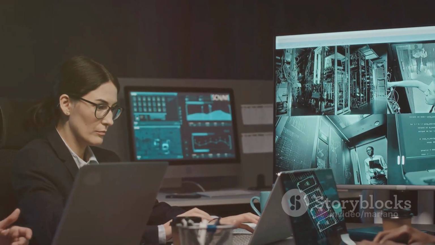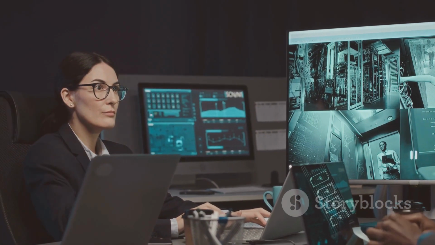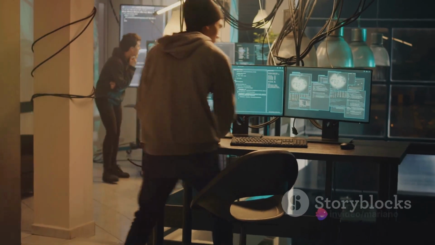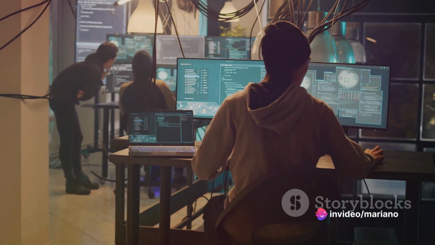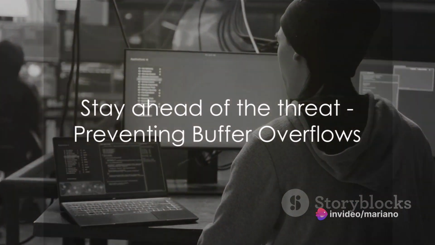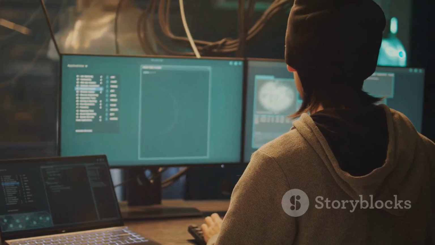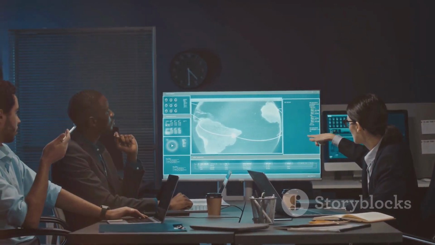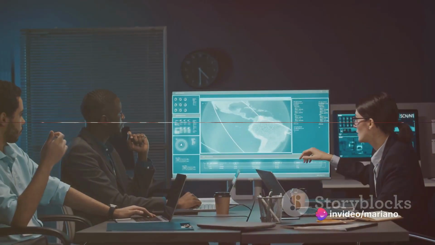Remember, cybersecurity is not a passive activity. It's about being proactive and vigilant. By understanding the potential weaknesses in your system, like buffer overflows, you can take the necessary steps to fortify it. By understanding and implementing these strategies, you can protect your system from the risks of buffer overflows. Don't wait for the overflow, be the plug that prevents it.